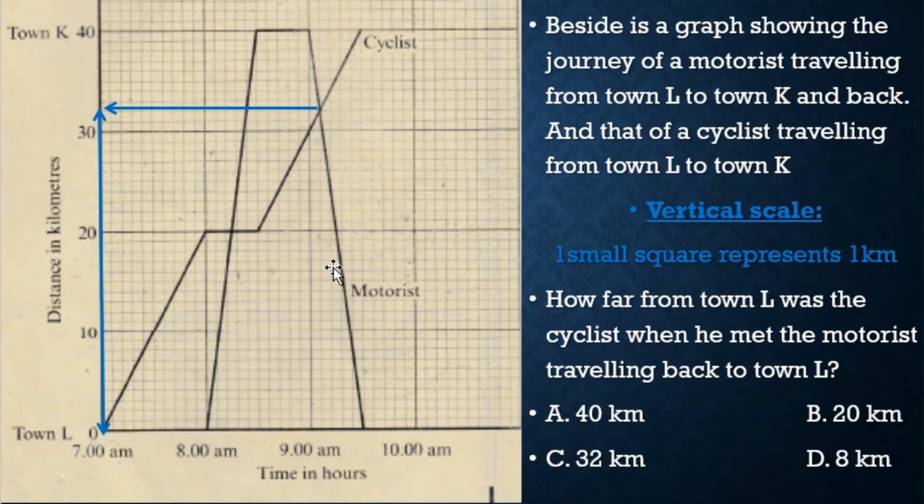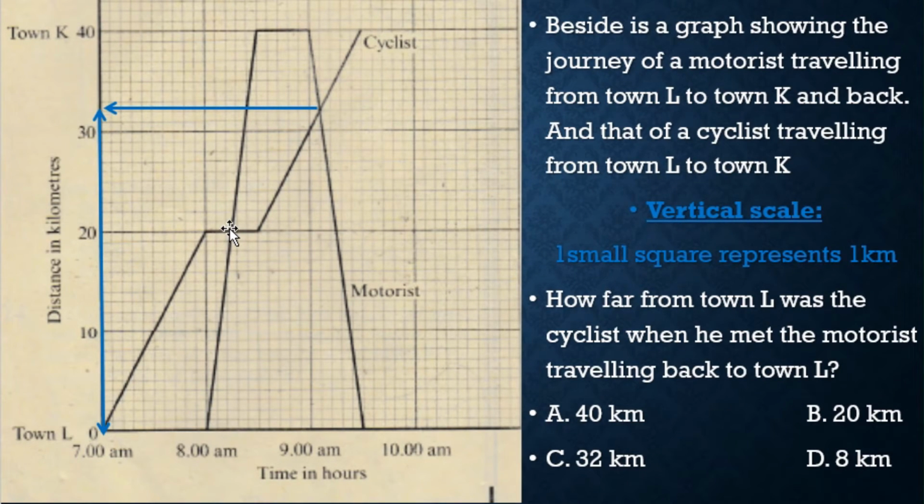Welcome back for us to analyze number 2. The question says, how far from town L was the cyclist when he met the motorist traveling back to town L? So we start with the motorist. He traveled towards town K and met the cyclist at this point. This is not the one we want, because here he has met the cyclist when he's traveling to town K. So the motorist was heading to K at this point.